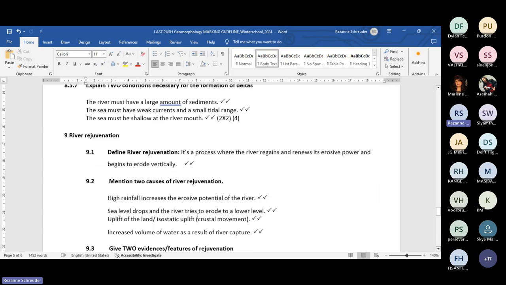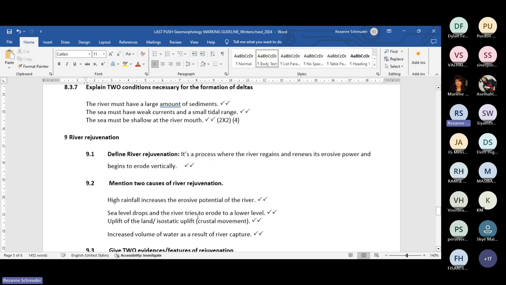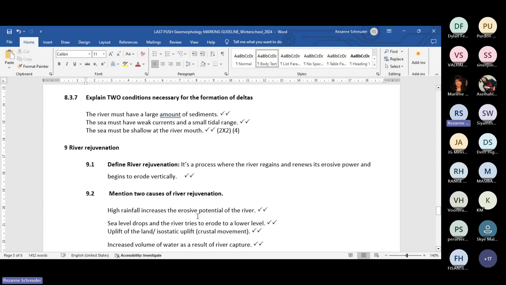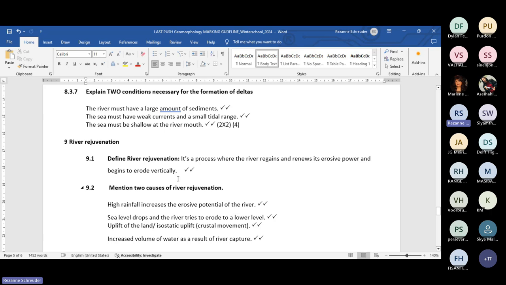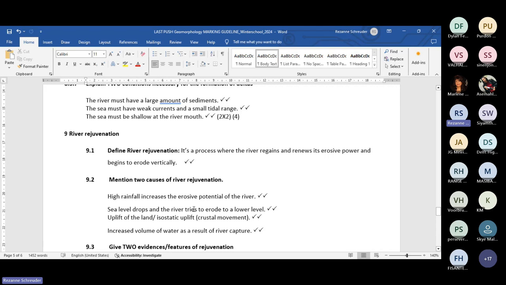Right, then I think this is our last question. Define river rejuvenation. So we've done that today. It's the process where the river regains and renews its erosive power and begins to erode vertically. Right, mention the 2 causes of river rejuvenation. So what will lead to that river having more or higher velocity, having more energy? High rainfall, increasing the erosive potential of the river, the sea level that dropped, and then also due to river capture. And again, 2 causes, so you have to mention 2 things.